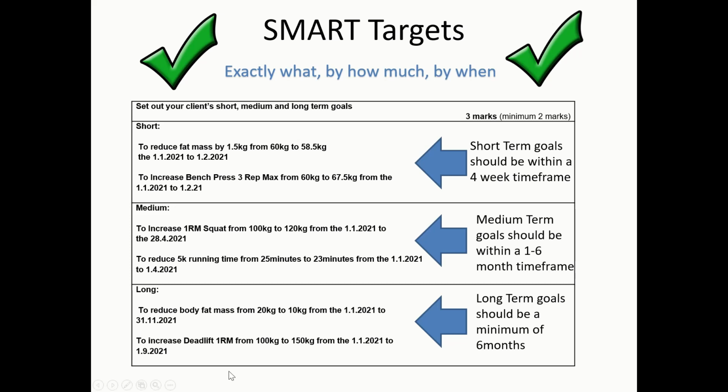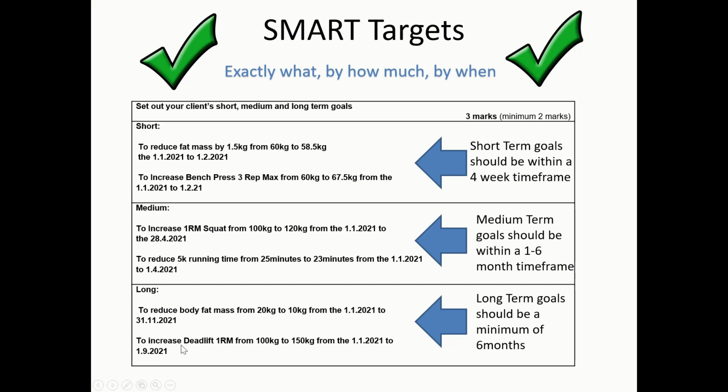To increase deadlift 1 rep max from 100 kilos to 150 kilos from the 1st of the 1st 2021 to the 1st of the 9th. So again, a much greater rise in terms of the weight that we're trying to achieve, but of course this is still realistic simply because the time frame has increased.